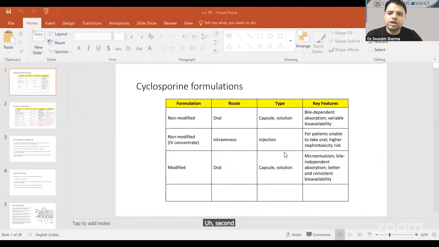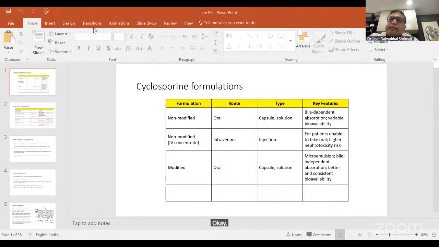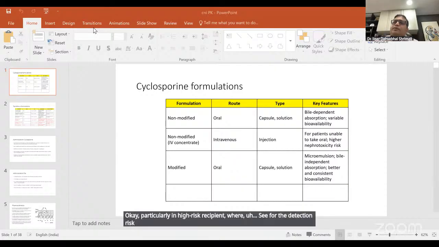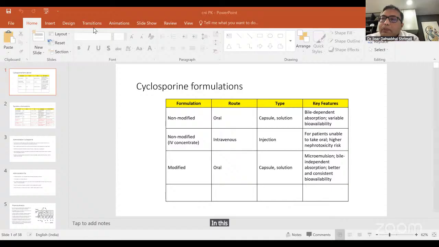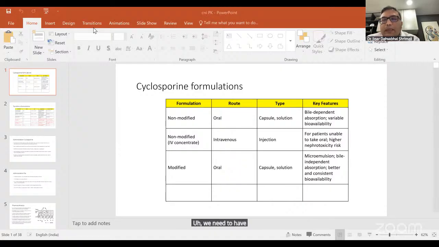Second question for Jigar Shrimali, sir. Sir, how do you balance the long-term nephrotoxicity risk of CNIs with their unmatched efficacy in preventing rejections, particularly in high-risk recipients, having a history of recent rejection or having high DSA? In this type of patient, obviously, on one side we need to prevent the rejection, and on the other side, we need to have minimization for CNI toxicity.